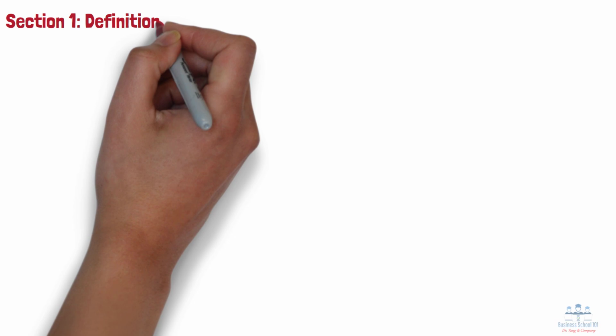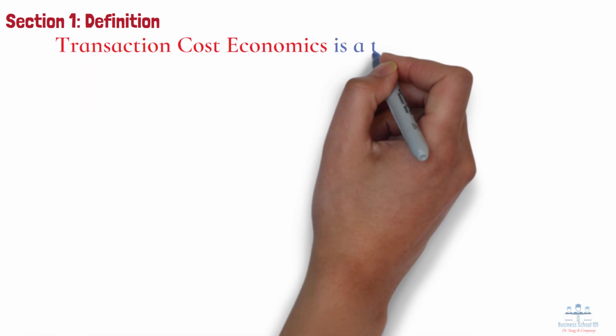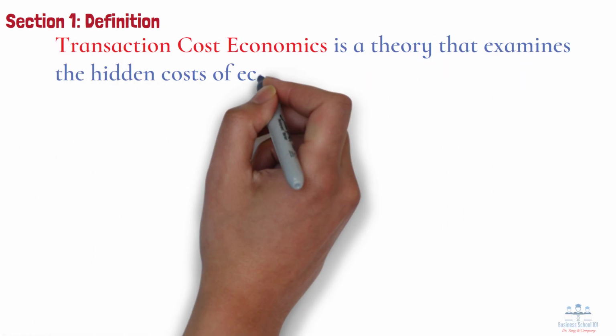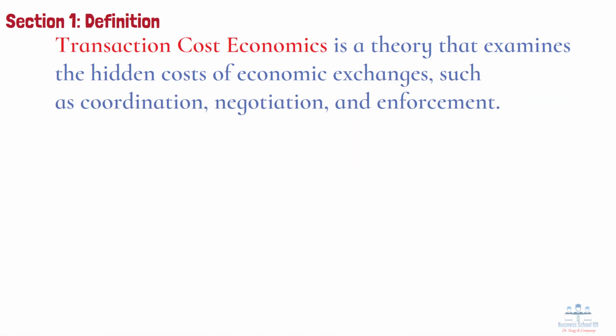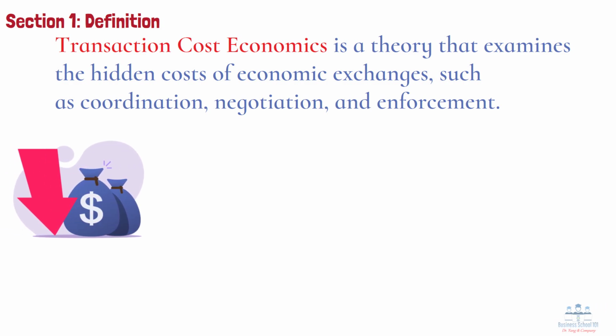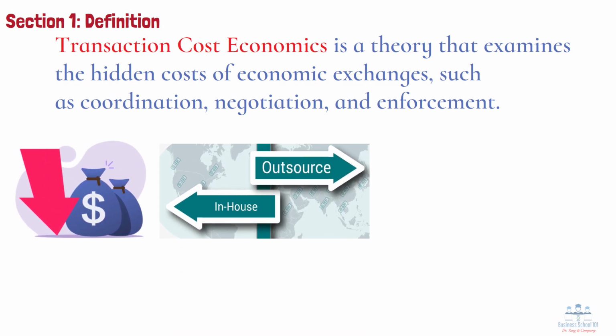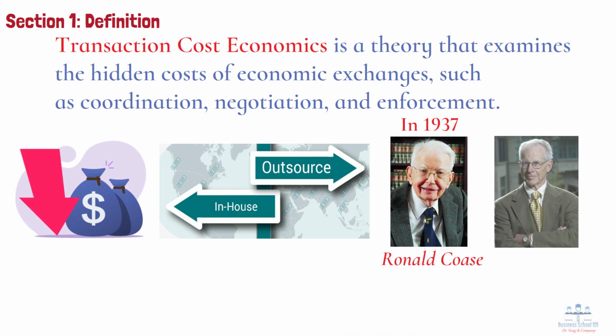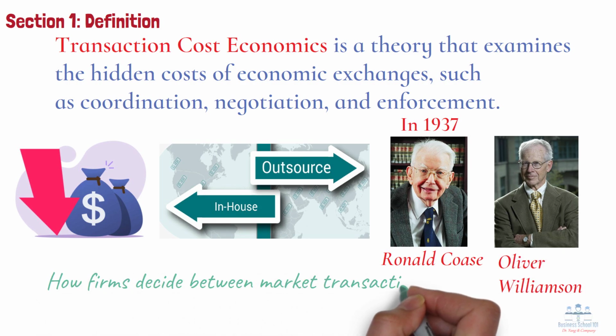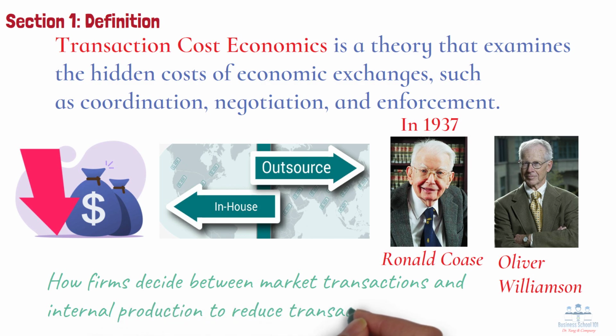Section 1. Definition. Transaction cost economics is a theory that examines the hidden costs of economic exchanges, such as coordination, negotiation, and enforcement. The goal of TCE is to minimize these costs by deciding whether to perform tasks in-house or outsource them, depending on which option is more efficient. The concept was first introduced in 1937 by Nobel Prize winner, British economist Ronald Coase, and later expanded by American economist and Professor Oliver Williamson, who explored how firms decide between market transactions and internal production to reduce transaction costs.